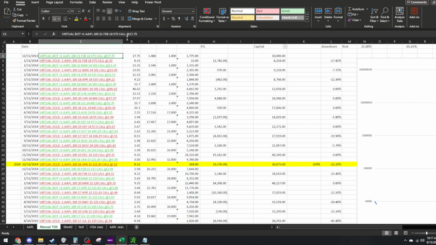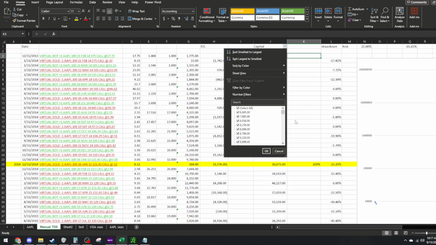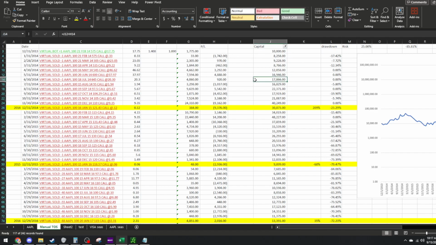You can see I bought this option for 17.75 and I sold it for 33 cents. So I took a loss on this option. But you can see for the next one, I bought it for 13.35 and sold it for 23, right? And you just keep going. I just filtered out the blanks here. I know this spreadsheet looks a little crazy, but I'll explain it.